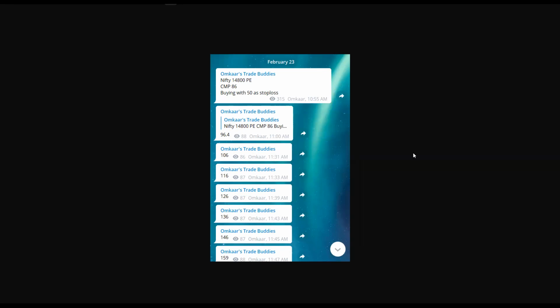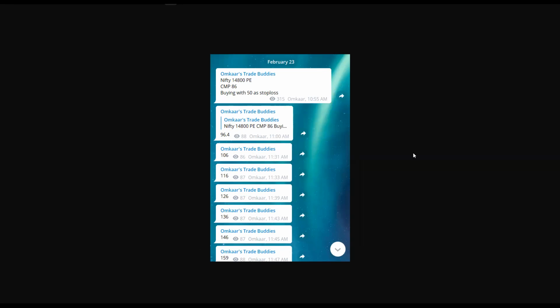Today during market hours, I shared a buy trade on Nifty 14,800 in my Telegram channel. Buy around 86 with stop loss below 50, and it worked nicely and gave almost 100% return. And I hope many of you enjoyed the profits.